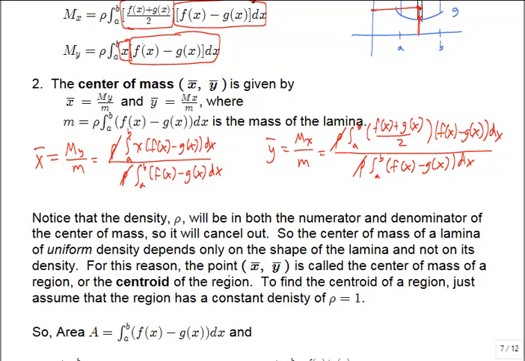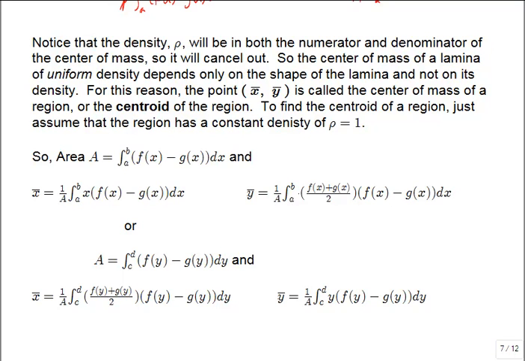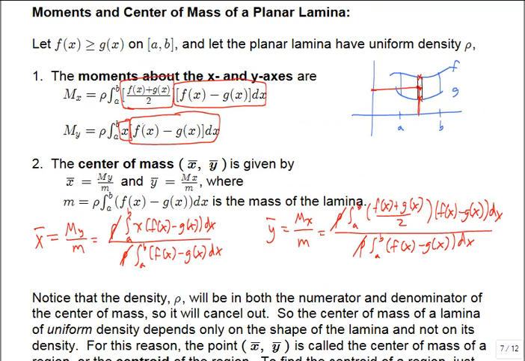So for this reason, the point x bar, y bar is sometimes called the center of mass of a region or just the centroid of the region. And to find this centroid, just to make our lives easier, we just assume that it has constant density and we let this rho equal 1. And that gives us one less thing that we have to worry about. So in general, if you let your rho be 1, then those same formulas that we used up here still apply, but you're just not going to have that rho in front.